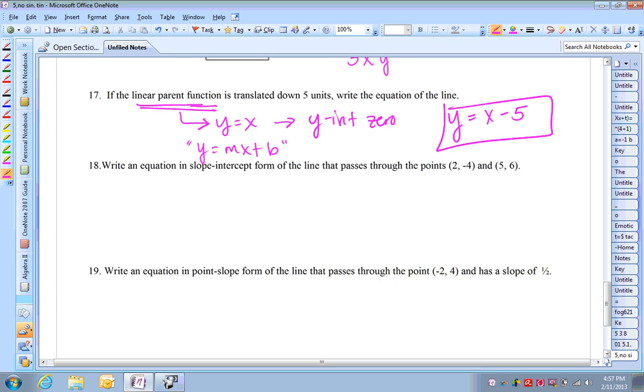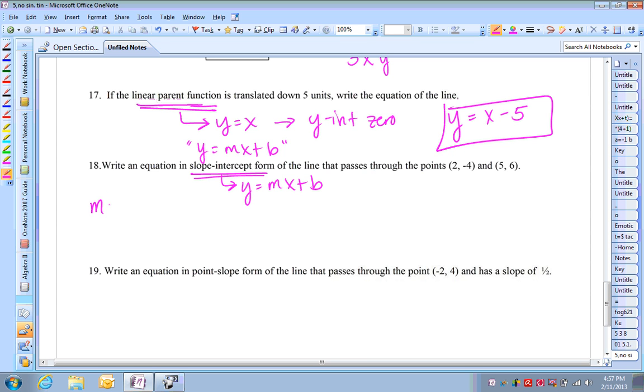On number 18, they want us to write an equation in slope-intercept form. The important thing is to remember that slope-intercept form is y equals mx plus b, of the line that passes through the points (2, -4) and (5, 6). Well, we need to find our b value and our m value.